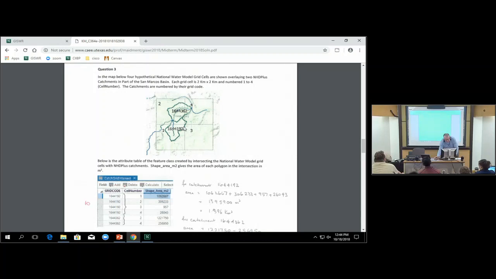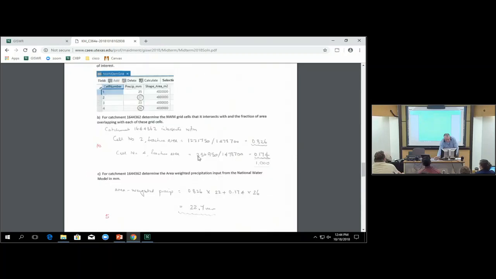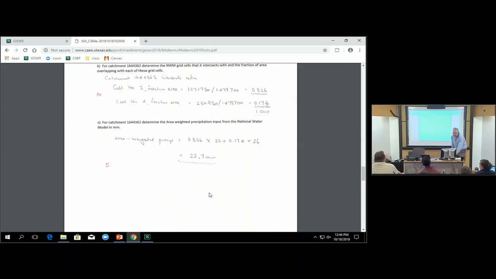Because quite a lot of people made the same interpretation, I let it go if you got this one right. In other words, to get part C correct, you have to effectively do this calculation anyway. You have to get this 0.826 and 0.174 correct. So if you got this part right, I just let it go, whether you did the intersection with the cell areas or with catchments like what we asked.